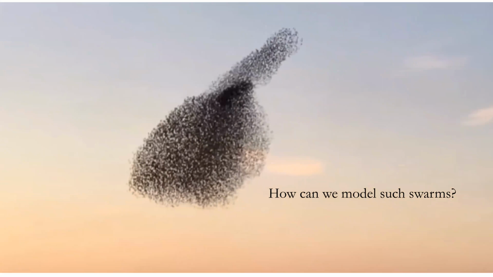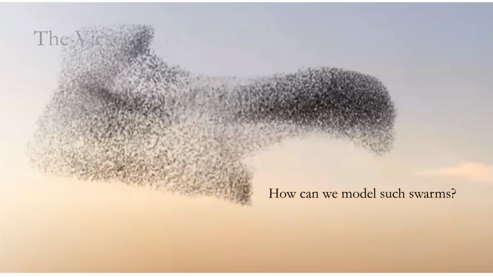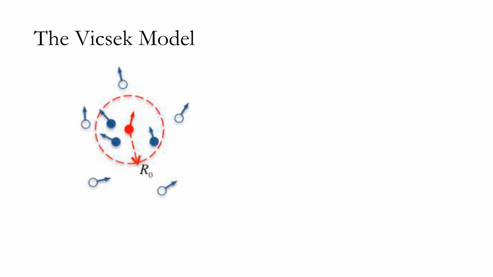In order to start understanding flocking, let us first look at the Vicsek model. The Vicsek model was first proposed in 1995 and is a seminal model of flocking behavior. Vicsek proposed the model by drawing inspiration from magnetism and alignment of magnetic spins.